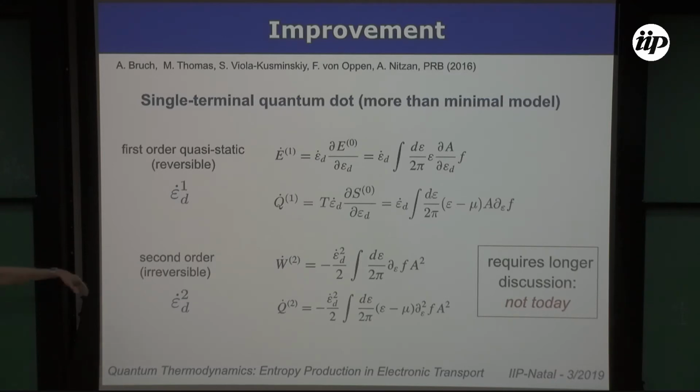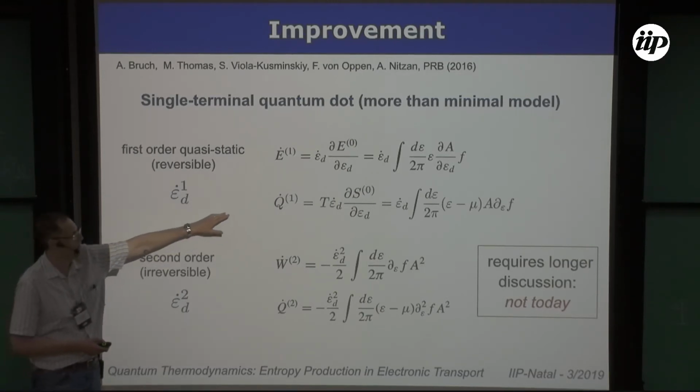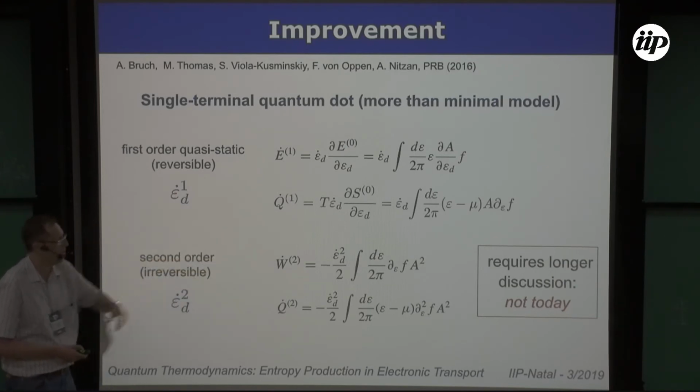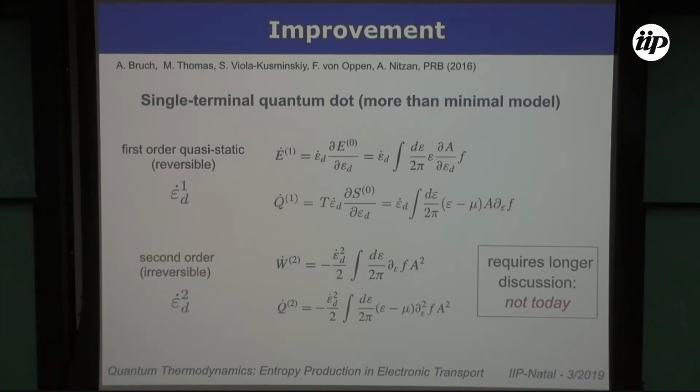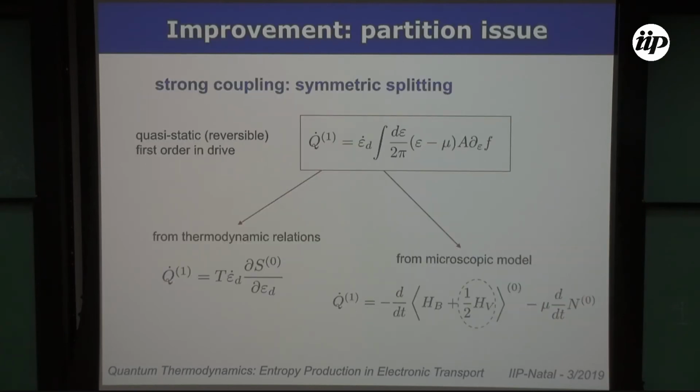And to improve, you can go to second order and discuss what happens when you have irreversible processes. And this is a very simple derivation. You start from zero order. Here it's more convoluted, so I don't have enough time for that. If somebody is interested, I can go back and discuss. But this is the key thing here. The quasi-static reversible first order in drive heat current, you can derive from the thermodynamical relations, and this was what I showed in the previous slide.